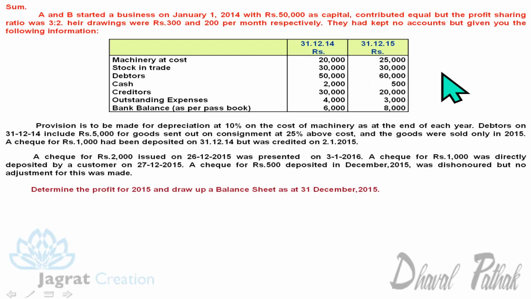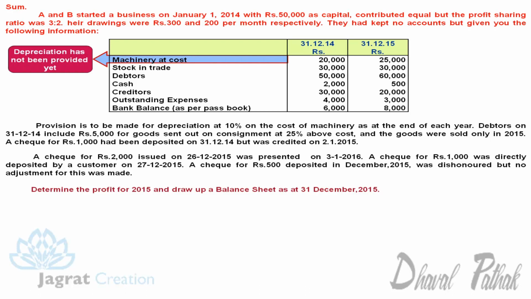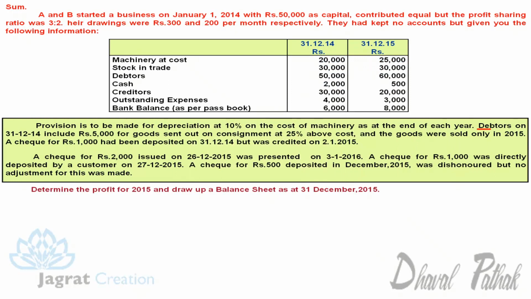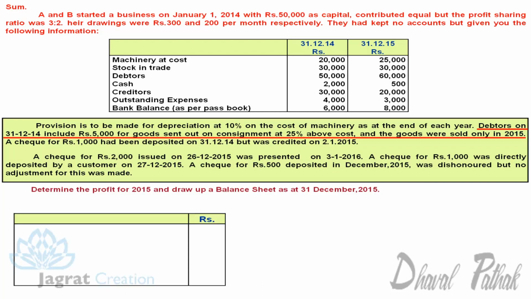Now whatever I explained to you, let me write the notes for that. Machinery at cost is given as 20,000 and 25,000. This implies that the purchase of machinery is 5,000 in 2015. Next, now this is the information. Debtors include 5,000 of goods sent on consignment. Goods given to the consignee cannot be considered as debtors, so it will be deducted from it. So my debtors balance will be 45,000.